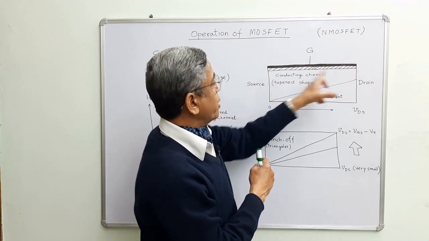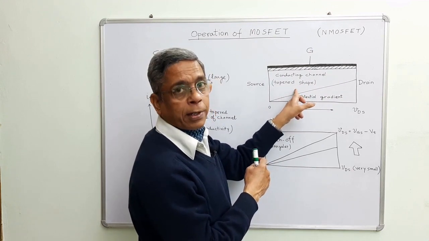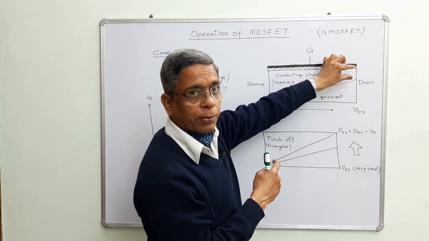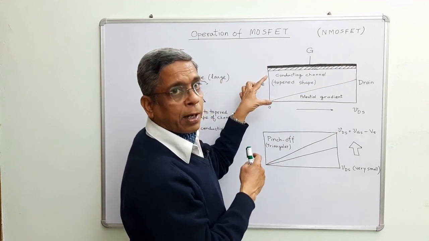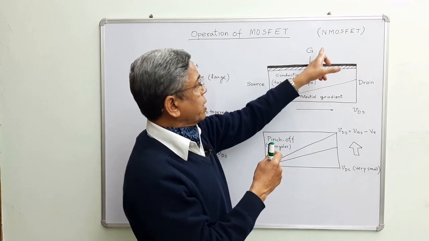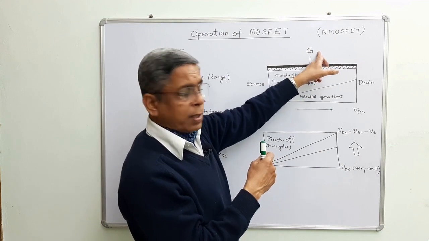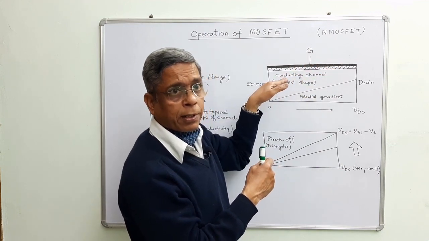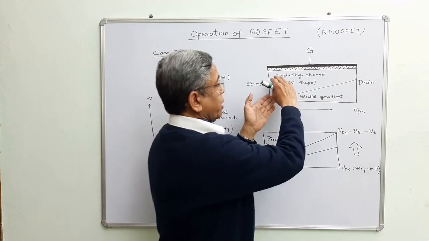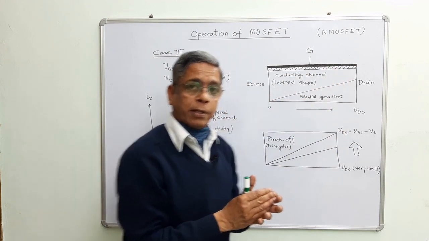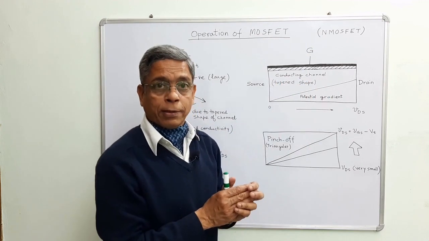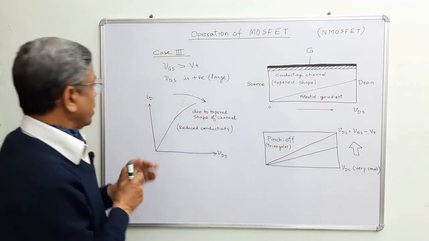That means the shape is tapered. Tapered shape means the cross-section area is reduced here, more here. Ultimately, the gate simply changes the shape, the cross-section area, of the conducting channel. Ultimately, the effective resistance of the conducting channel increases. That means conductivity reduces. What happens?